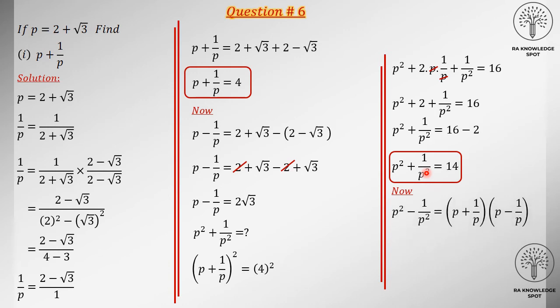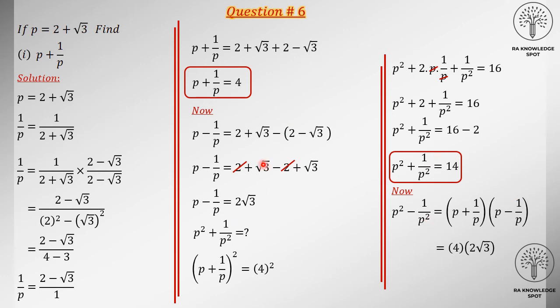There is another part of the question, that is number 4, the fourth part, p square minus 1 by p square. Students, you are very well aware of this formula, a plus b and a minus b. So I'm just going to apply the formula, that is p plus 1 by p and p minus 1 by p. You can expand this in this way. Now just put in the value, we already have the value of p plus 1 by p, that is 4, and p minus 1 by p, just find out the value.